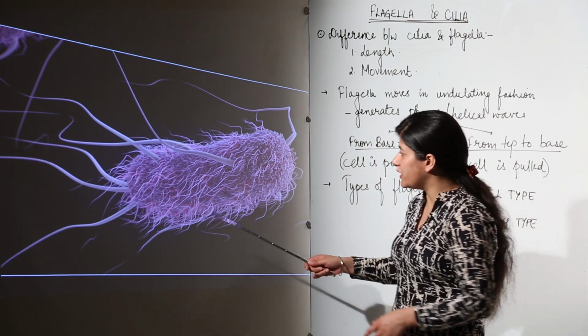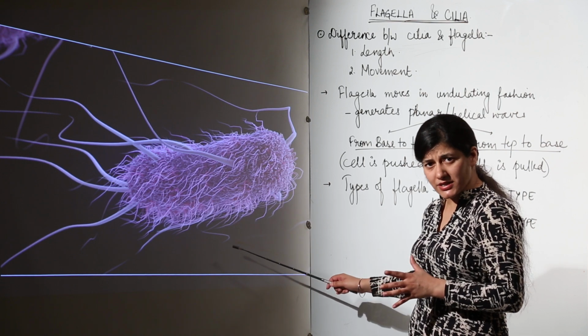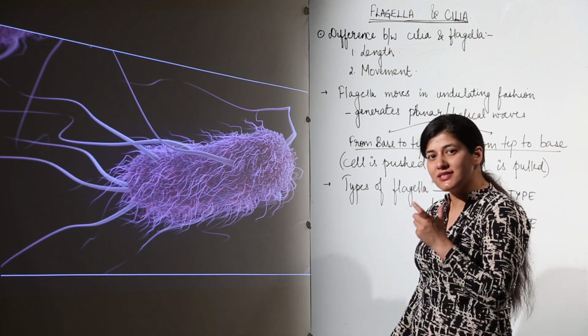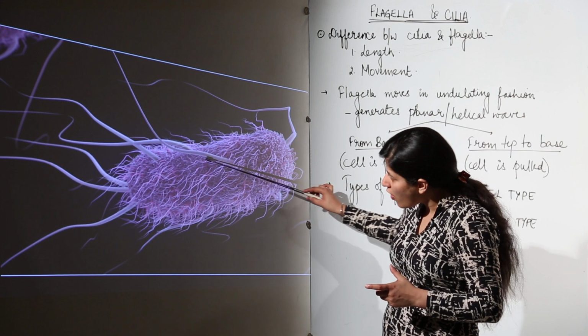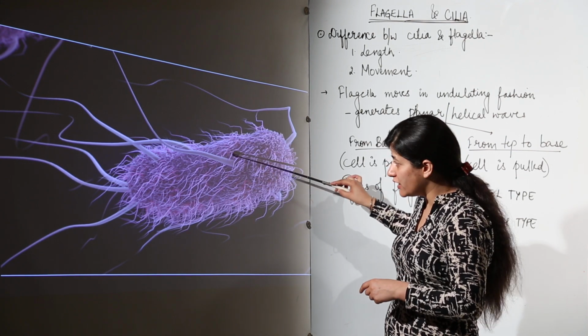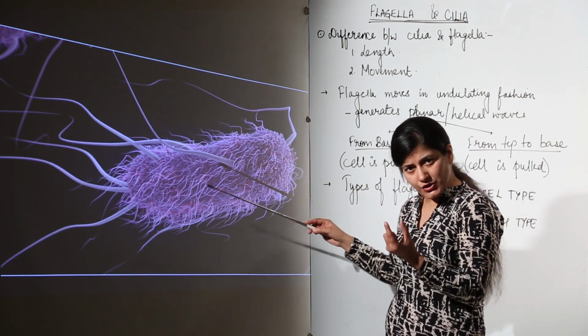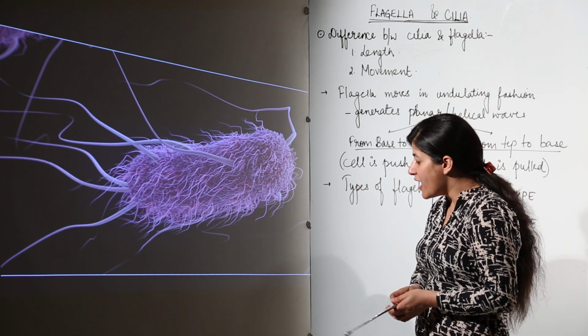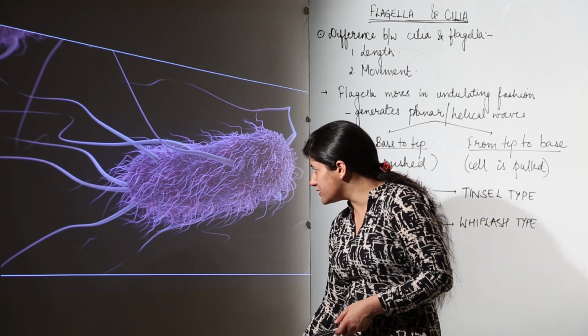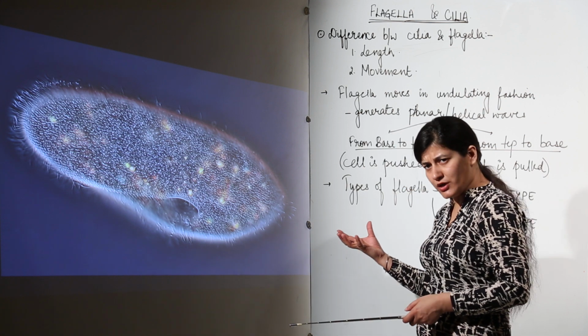Now as you can see over here, this is a 3D representation of an electron micrograph of a cell, where you see long whip-like structures. Again over here it is a whip-like structure, slender, very long. This is flagella.